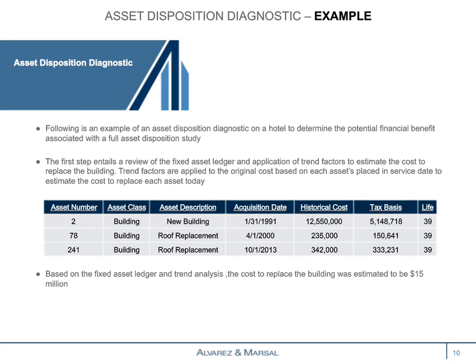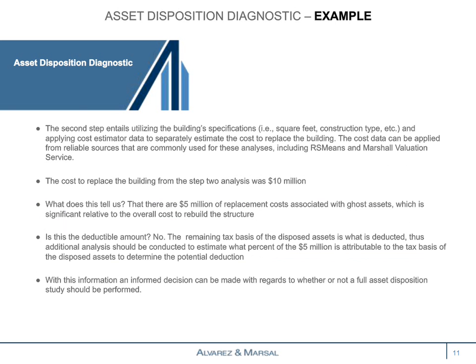We'll hop onto the next slide here. The second step entails, as Phil mentioned, utilizing some of those high-level building metrics, such as square footage, construction type, location. We're going to use all that information, and we're going to develop the replacement cost of the building. Similarly, some very reliable sources are RS Means and Marshall Valuation Services. Both are called out in the IRS Cost Segregation Audit Guide as reliable sources, and we tend to rely on those same sources.